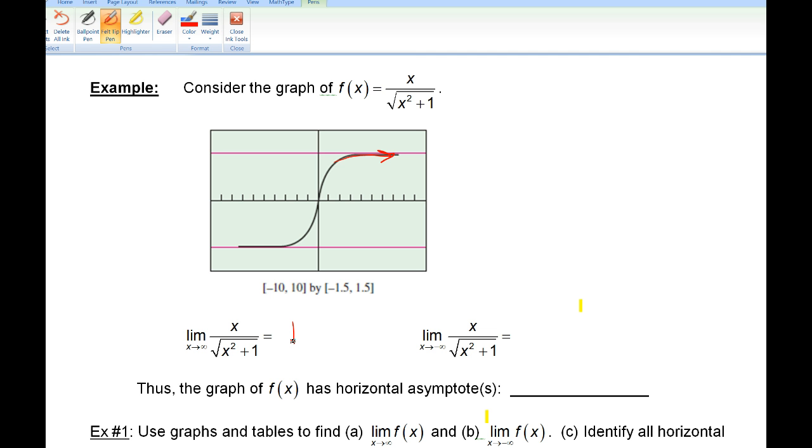Now to the left, approaching negative infinity is going to approach negative 1. Most of the rational functions that we would look at, I would only give you one horizontal asymptote, but you could have two. In this case, the right end behavior is approaching 1, and the left end behavior is approaching negative 1. Make sense? So the horizontal asymptotes are y equals 1 and y equals negative 1.